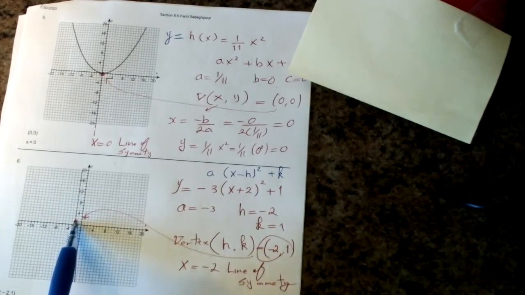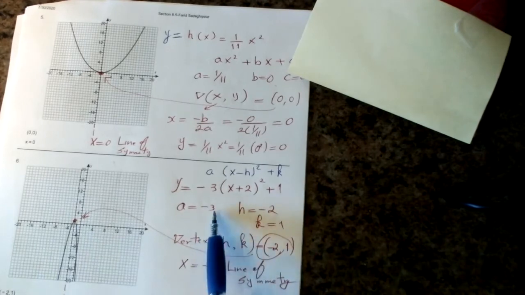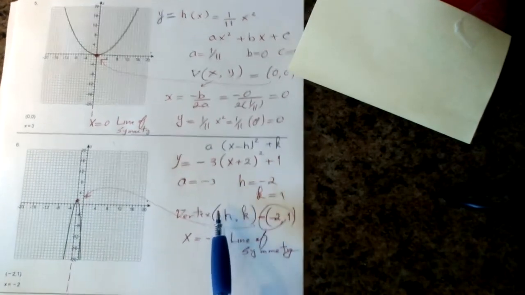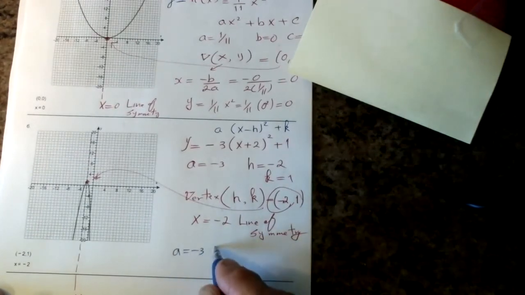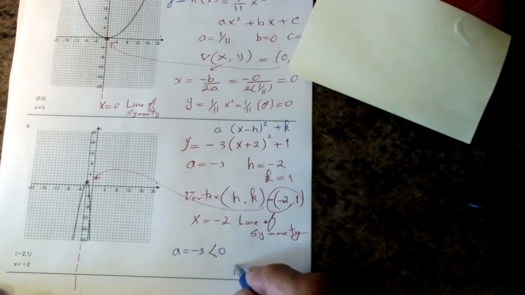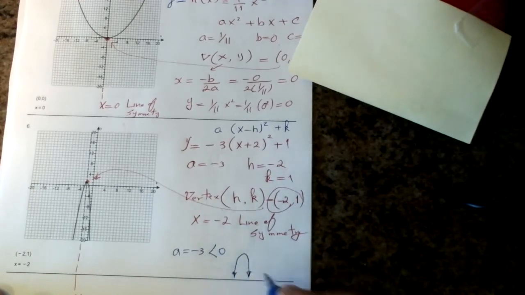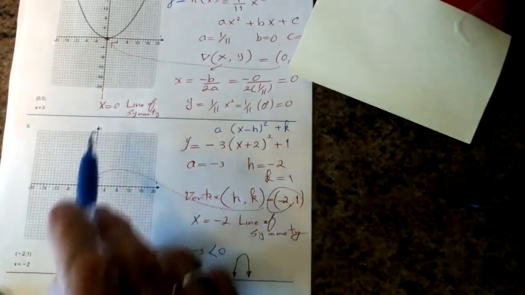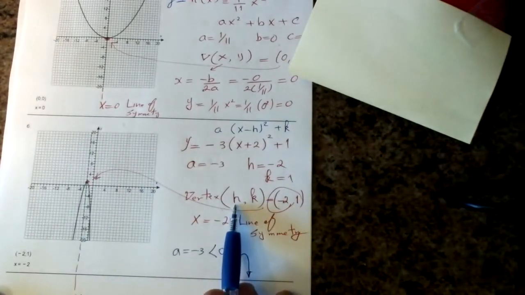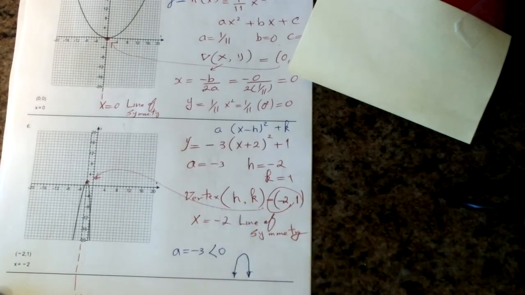This is negative 2 and 1. And a is negative. When a is negative, the parabola opens downward. See? Parabola opens downward. What's the equation of the line of symmetry? It is this h, which is x equals negative 2. It is always the x value of the vertex, or the first value of the vertex, that is your line of symmetry.